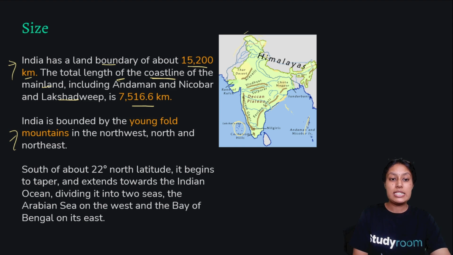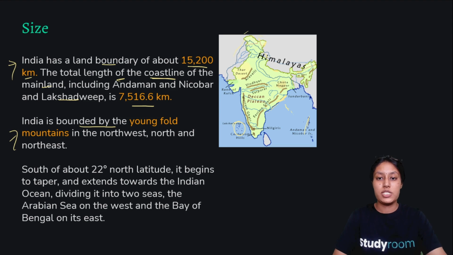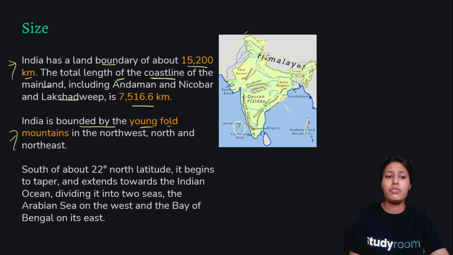Our next point is about the mountains. Yes, India is bounded by young-fold mountains. We have young-fold mountains in the northwest and northeast as well. The Great Himalayas we're talking about. They are known as young-fold mountains.